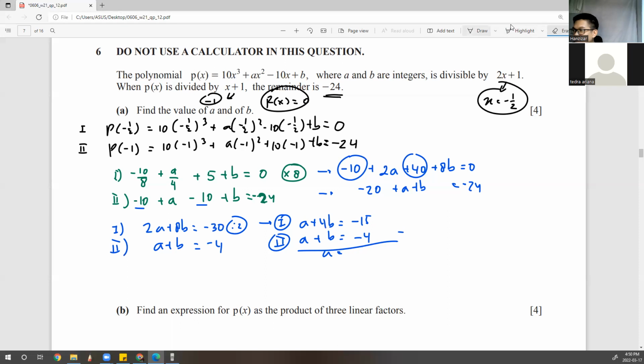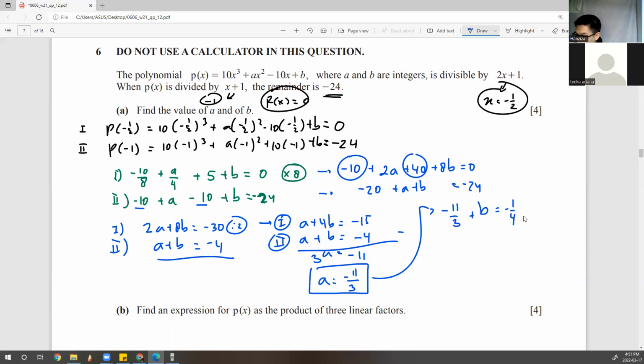So what's this? 3a equals negative 15 plus 4, negative 11. So a is negative 11 over 3. And you can find b simply by putting it here. a plus b equals negative 1 over 4. So b equals negative 1 over 4 plus 11 over 3. So you multiply by 3 and by 4 to make the denominators equal. Negative 3 plus 44, negative 41 over 12. Wow, why does it have to be like this? No idea. Okay, that's the formula.